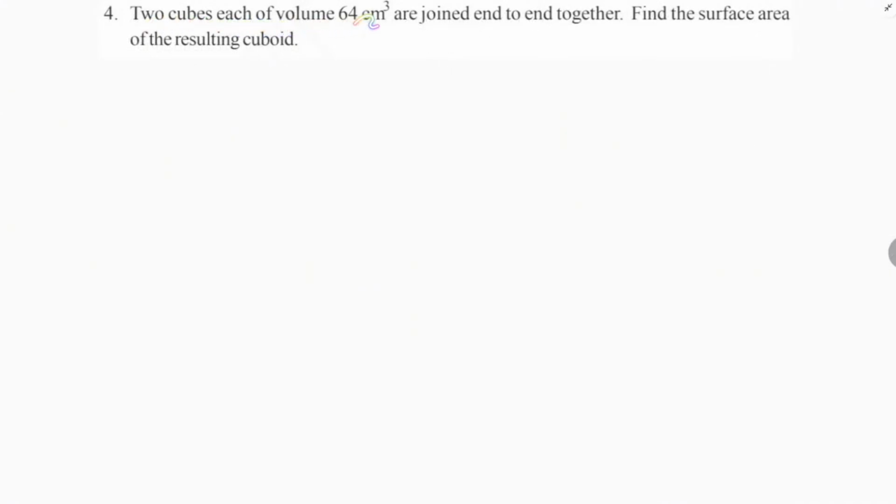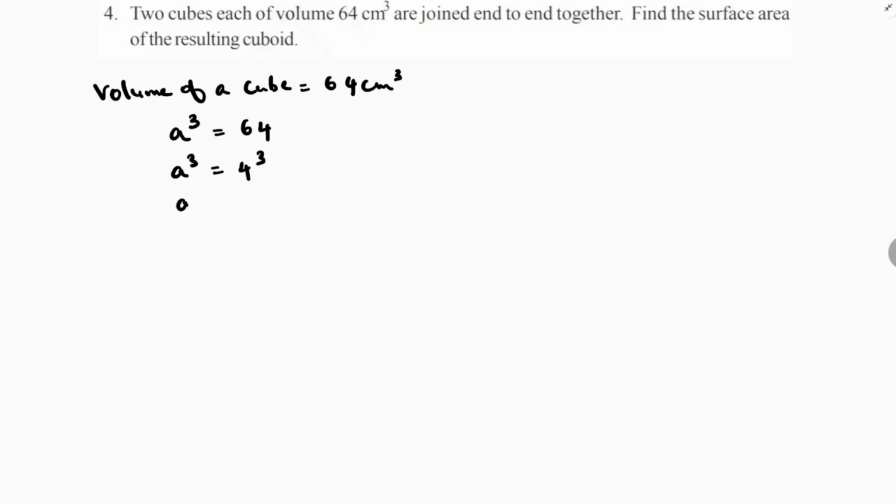Two cubes each of volume 64 centimeter cube are joined end to end together. Find the surface area of the resulting cuboid. So here two cubes each of volume 64 centimeter cube. So volume of a cube is 64 centimeter cube. So volume of a cube formula is a cube is 64. So a cube I can write as 4 cube. So the value of a is 4 centimeters.